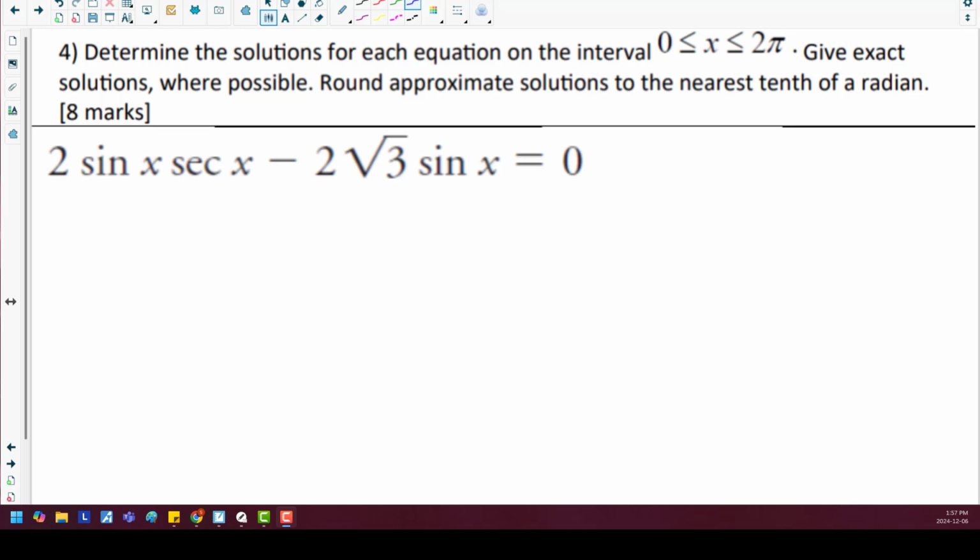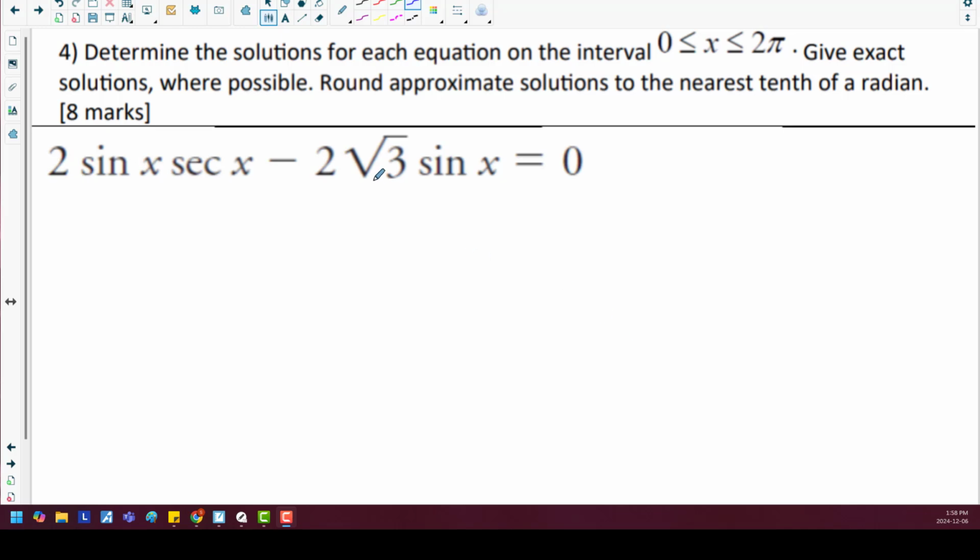I'm doing an example given to me by one of my former students from an in-person school. It's related to trig identities, or like the trig unit. So let's get started. The question here is: determine the solutions for each equation on the interval from 0 to 2 pi. Give exact solutions where possible, round approximate solutions to the nearest tenth of a radian.